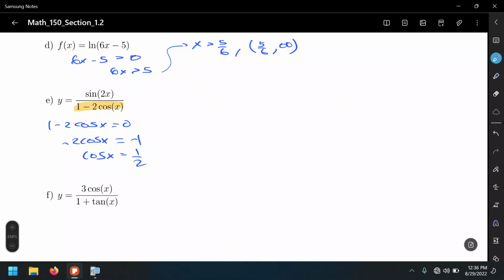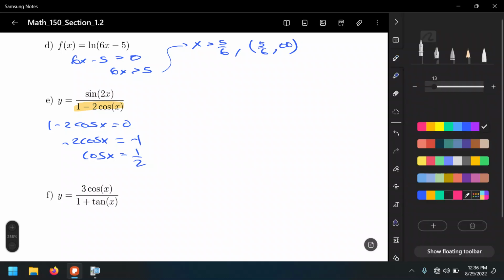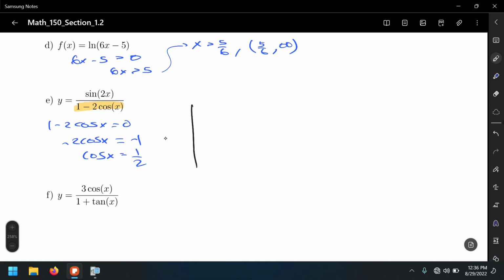Number one, let's remember the "All Students Take Calculus" mnemonic to determine the quadrants where the trigonometric functions are positive. Well, in this case, we want cosine to be positive 1/2. Which quadrants is that? The first and the fourth one, right?